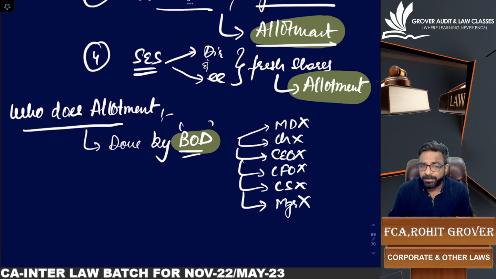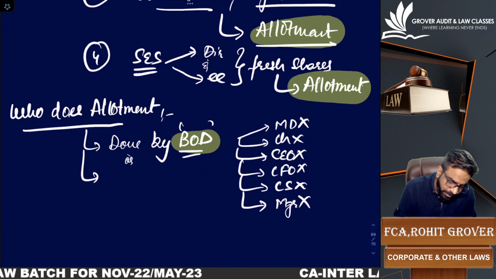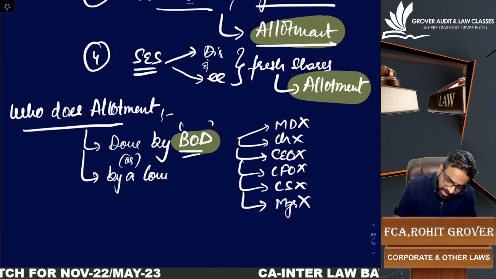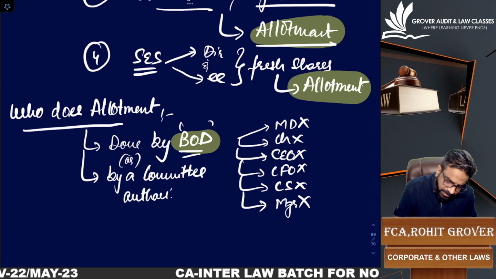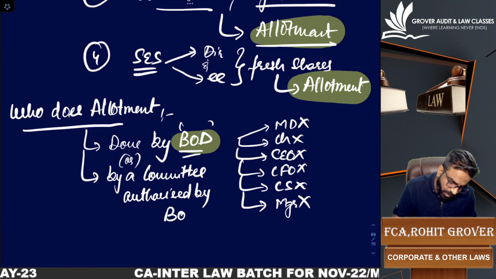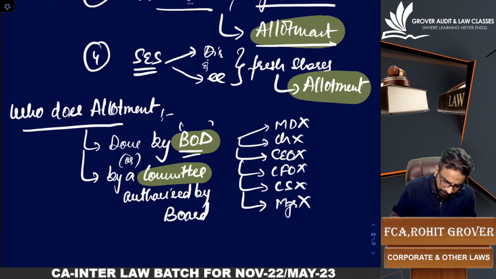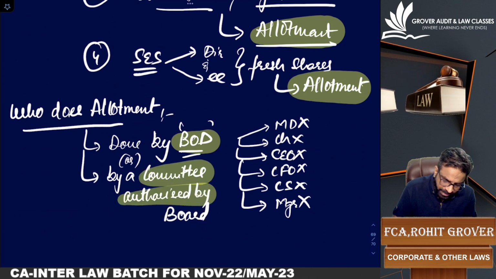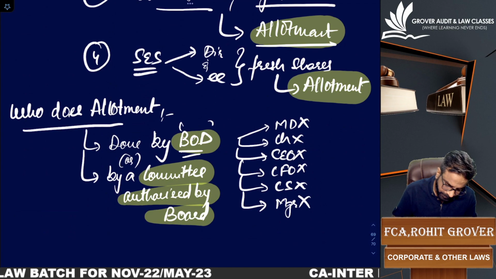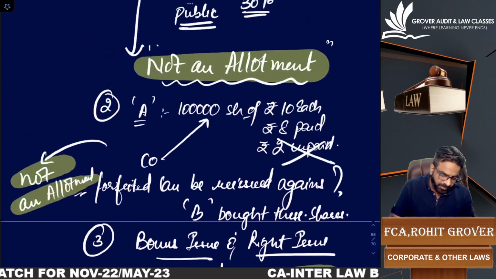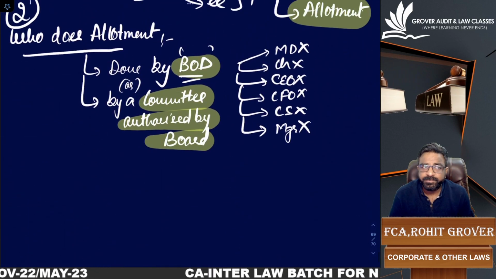Only who can do the allotment? Only and only the board of directors can do the allotment, or a committee authorized by the board, if the board is not doing it. Either the board will do it or a committee will do it, which is authorized by the board of directors. So remember, no one other than the board of directors can do the allotment. Did you understand rule number 2, everyone? Yes or no? So rule number 1, we understood the meaning of allotment. And rule number 2, we understood who does the allotment.